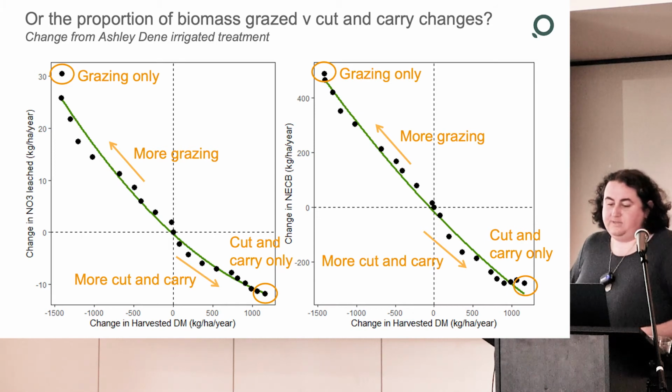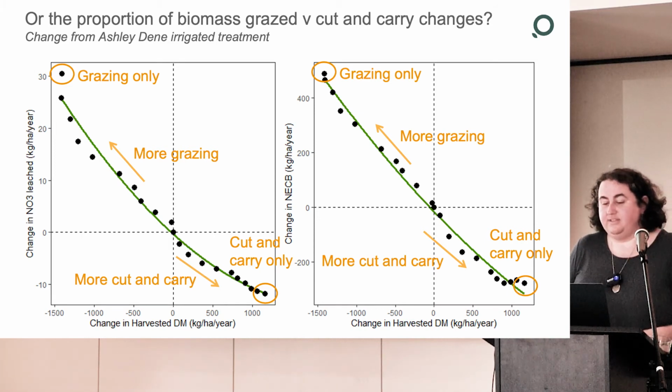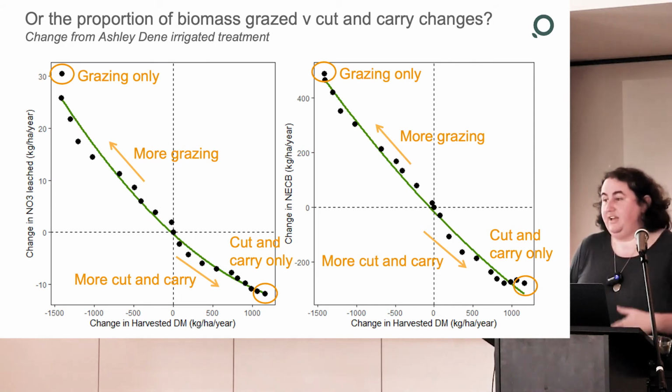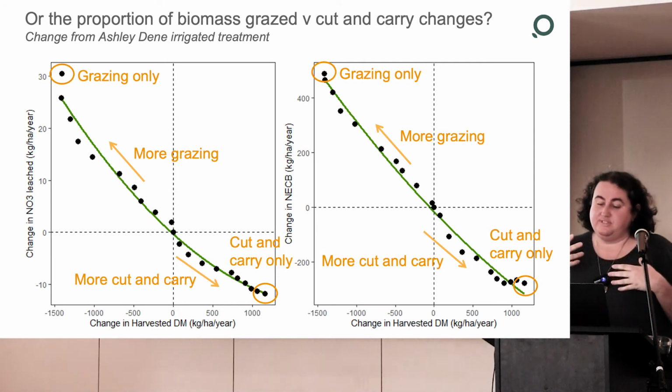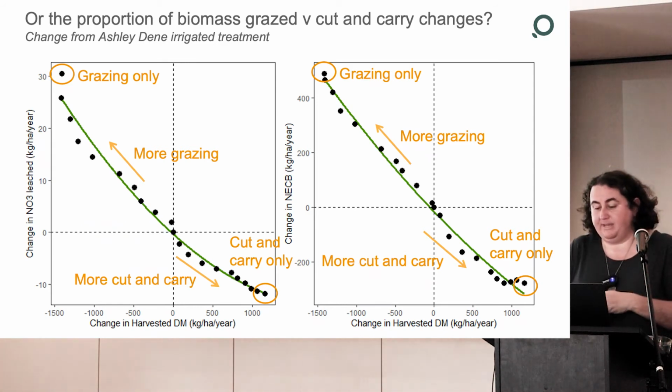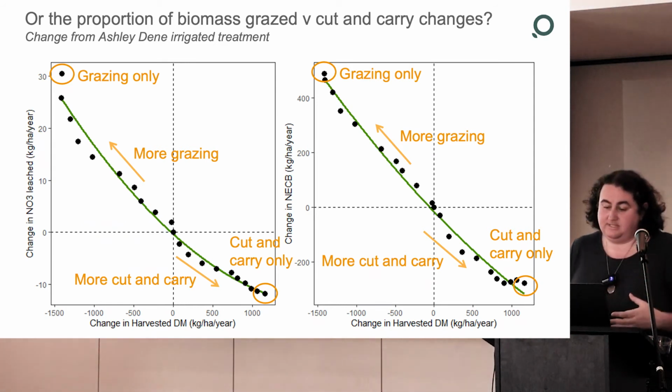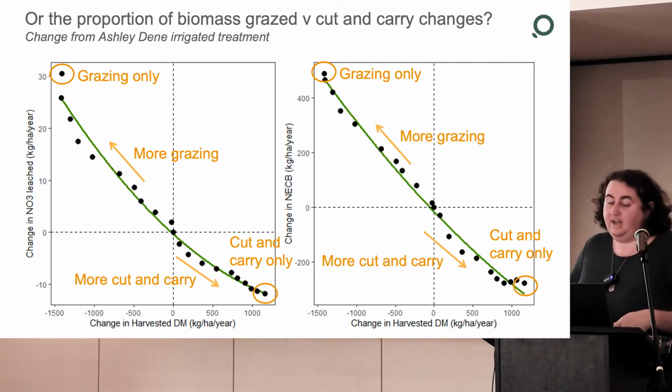On the right-hand side, we see a similar pattern that as you move towards grazing, you see an increase in net ecosystem carbon balance, and that's because, as Scott talked about earlier, there was more dung going back in, and more carbon was kept in the system through the trampling. If you move to cut and carry, we then see a change from that base scenario more into the negative.